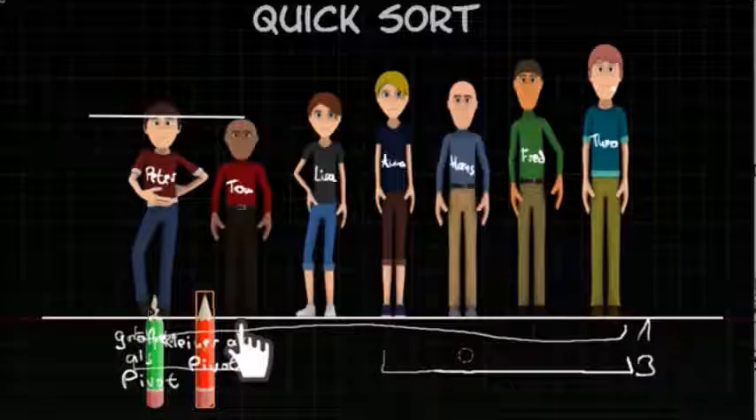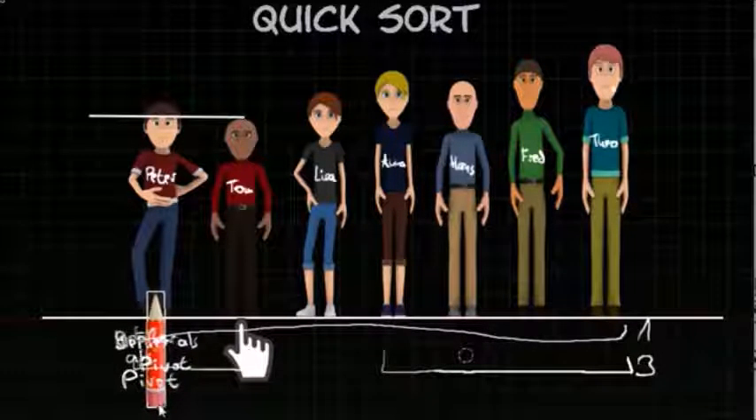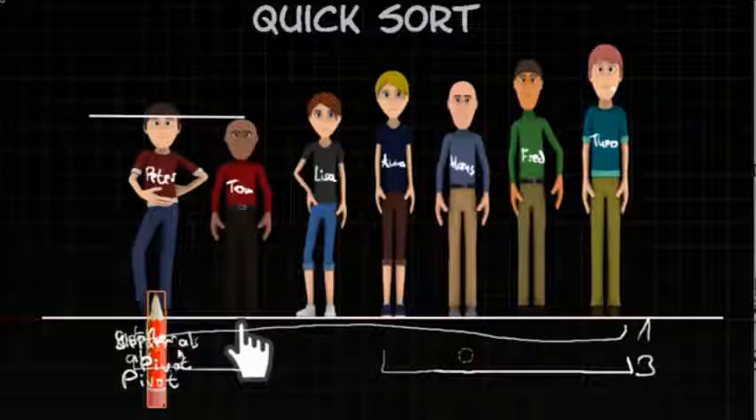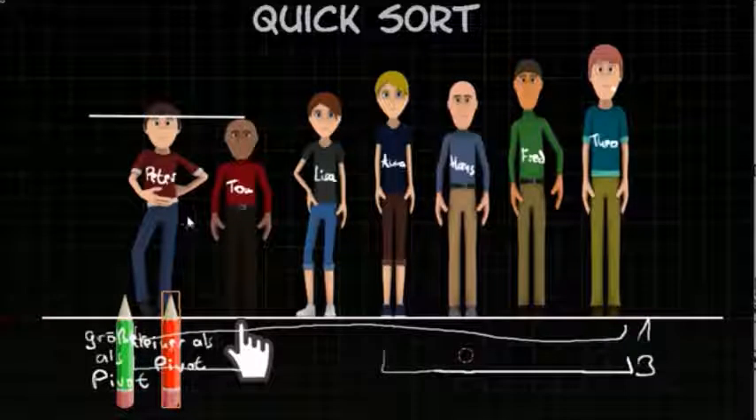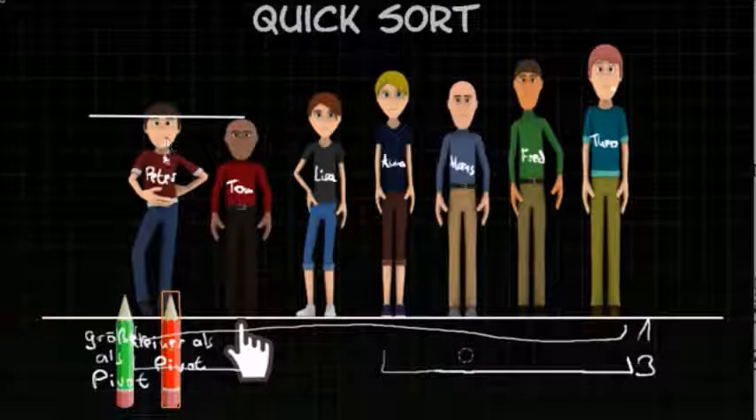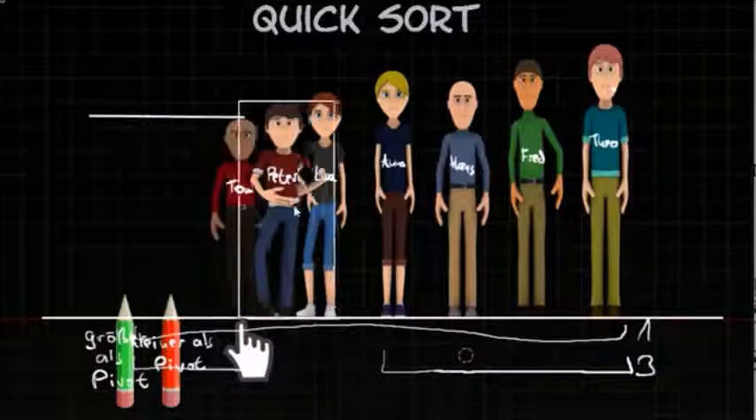The green pointer doesn't move anymore. And the red pointer has moved on to Peter. And now both pointers point at the same element again, which is Peter. And now we ask again, is Peter taller than our pivot element Tom? Yes, he is. So these two elements are going to be swapped.